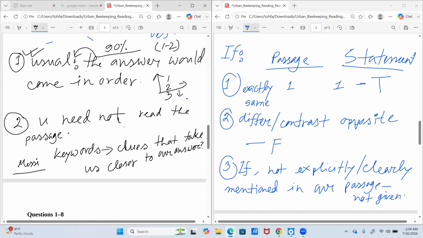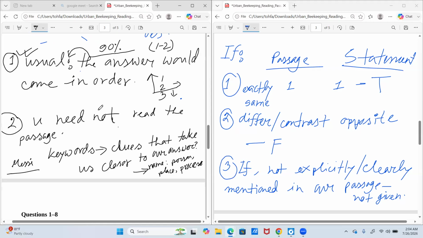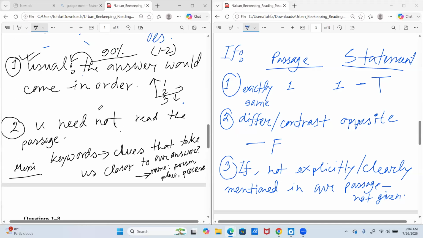So the clues are usually the name of a person, or it might be the name of a place, or it might be the name of certain things. And one important thing is that to find the keywords, you need to ask questions to your statements. That's how you can find your keywords.